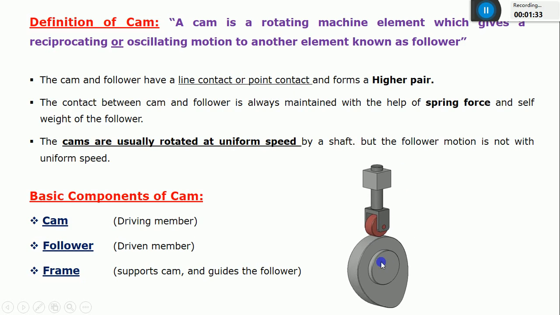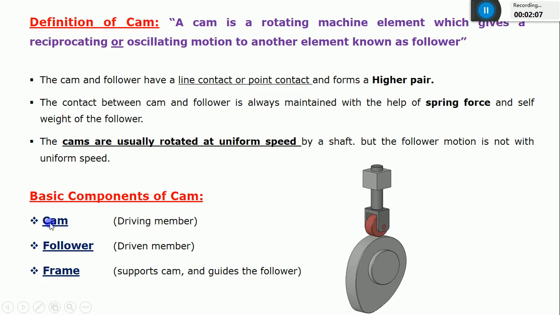The contact between these two elements is maintained with the help of a spring force, which was discussed in the previous class. I have shown some animation also, and I have said one more thing, that the speed of this CAM is uniform. It is moving with uniform velocity. But in the case of a follower, the velocity may change at different times. It means the follower has a non-uniform speed as per the requirement.